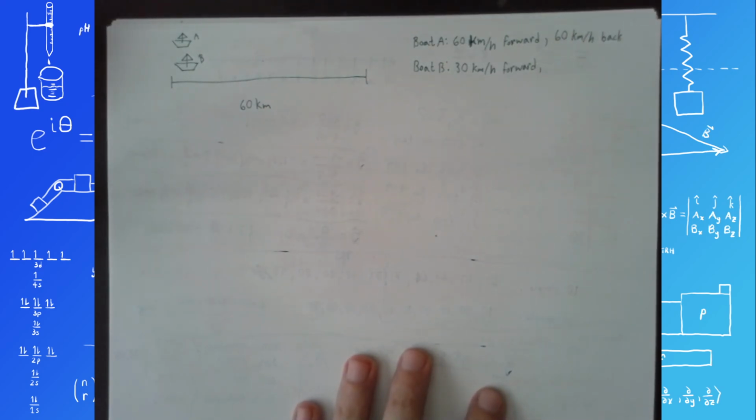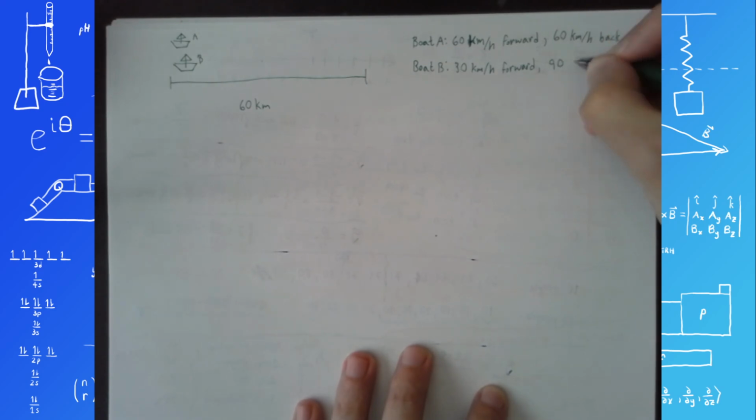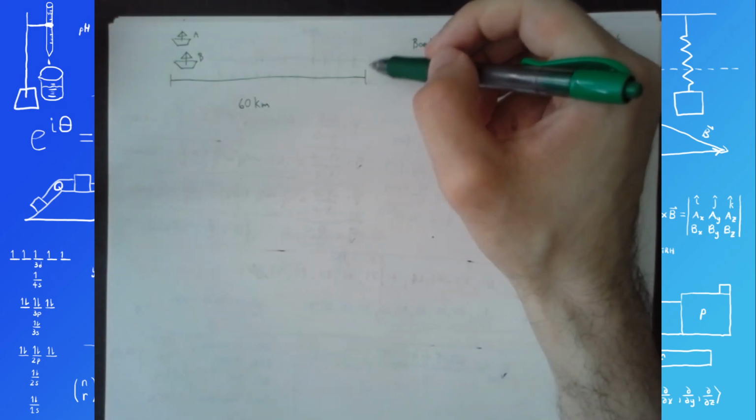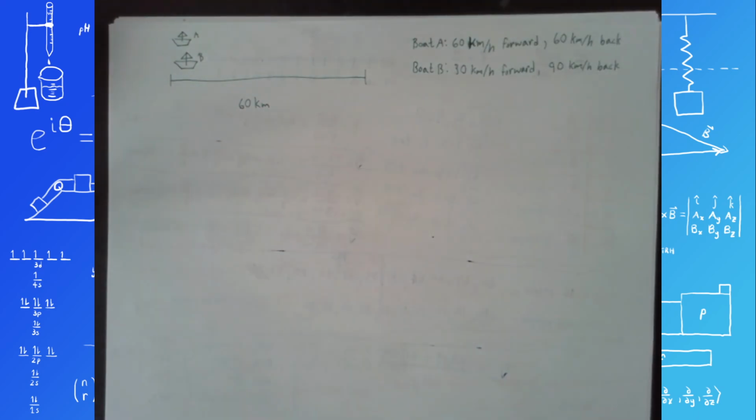It says its crew, realizing how far behind it is getting, returns at 90 kilometers per hour on the way back. And it says turnaround times are negligible, so don't worry about the time it takes for the boats to turn around before they go back. We'll leave that out of the problem just to simplify things for ourselves. And it says the boat that completes the round trip first wins. That's how races work.